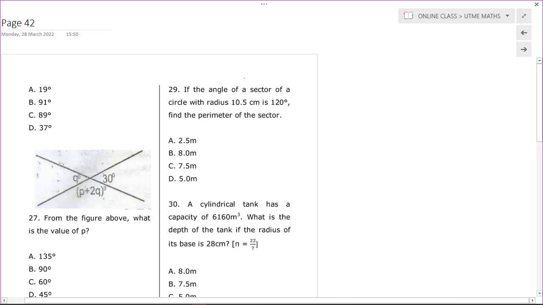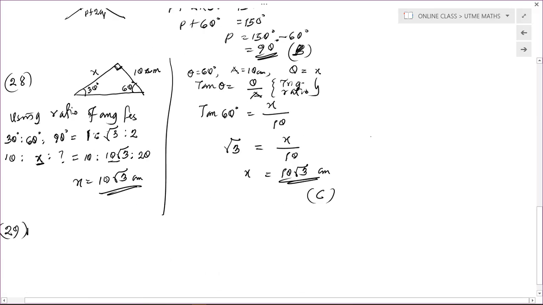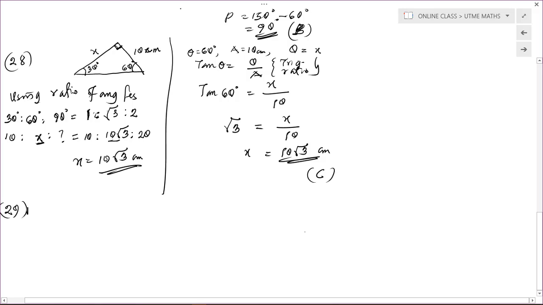It says that if the angle of a sector of a circle with radius 10.5 centimeter is 120 degrees, find the perimeter of this sector. In this case, it's simple. We have radius, we have the angle, but we are looking for perimeter of the sector. So how to find the perimeter of the sector?